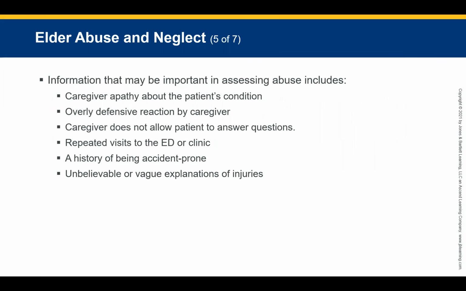Watch for caregiver apathy about the patient's condition, an overly defensive or reactive caregiver, and repeated visits to the emergency department or clinic. You have a history of being accident prone. Oh, well, they just constantly fall out of bed, or you have unbelievable, vague, and inconsistent explanations for injuries. Well, this is what happened, and that's what they said on night shift. And it's just like, well, those don't add up. I've come and got Mr. Fred for the past 6 months, multiple times while I've been on the ambulance. Does he keep getting bruised? I mean, what's the deal? So you're never given those adequate answers.